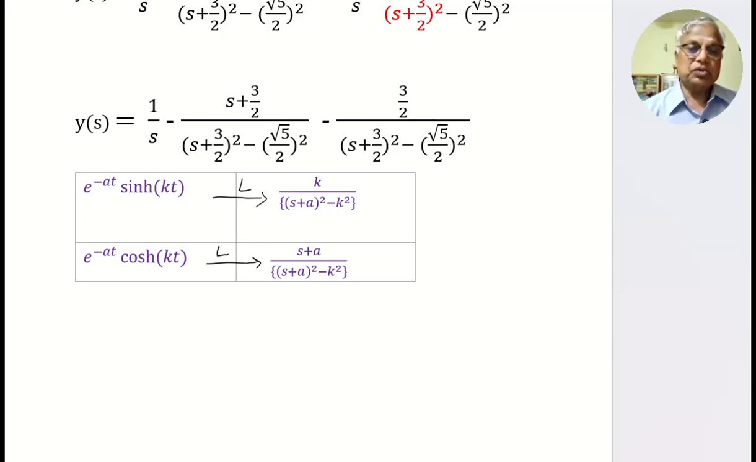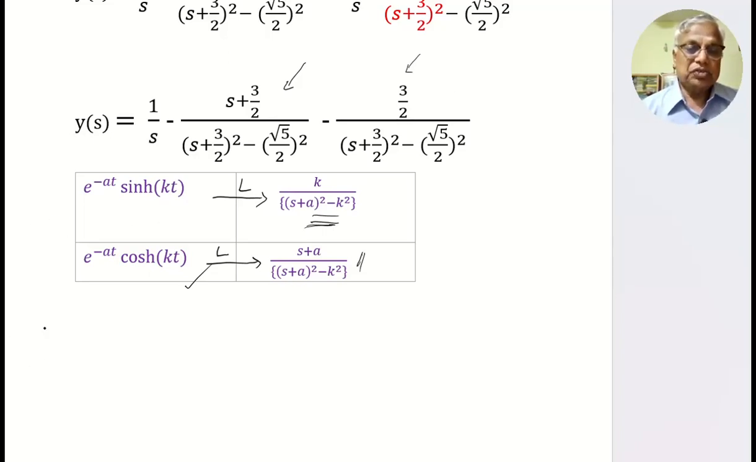So our given two functions: this function, s plus 3 by 2 divided by this, is like this, and the second function, this one, is like this sine hyperbolic term. This second term is like this, and the first term is like this. And for the second term, let me write the inverse of the first two terms first, that will be easy.